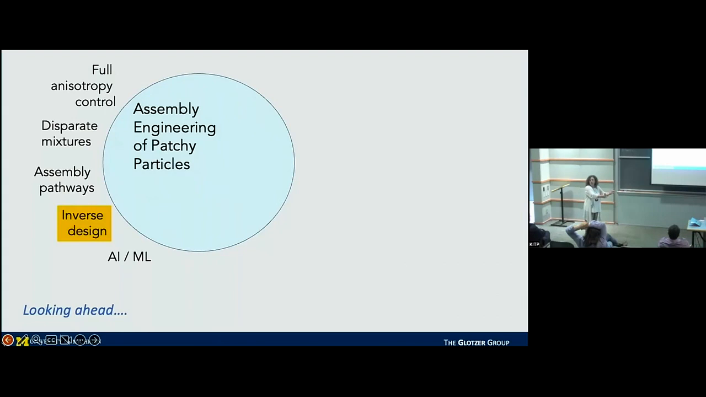And then what kind of changes can we make to the particle or to our protocol to avoid that metastable state? Or maybe we like the metastable state better, right? So understanding these assembly pathways, I think there's going to be a lot of really exciting stuff coming out there.